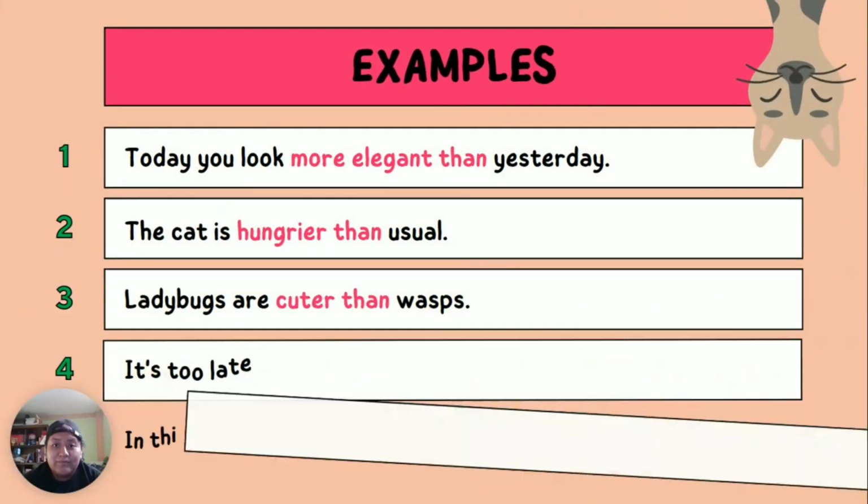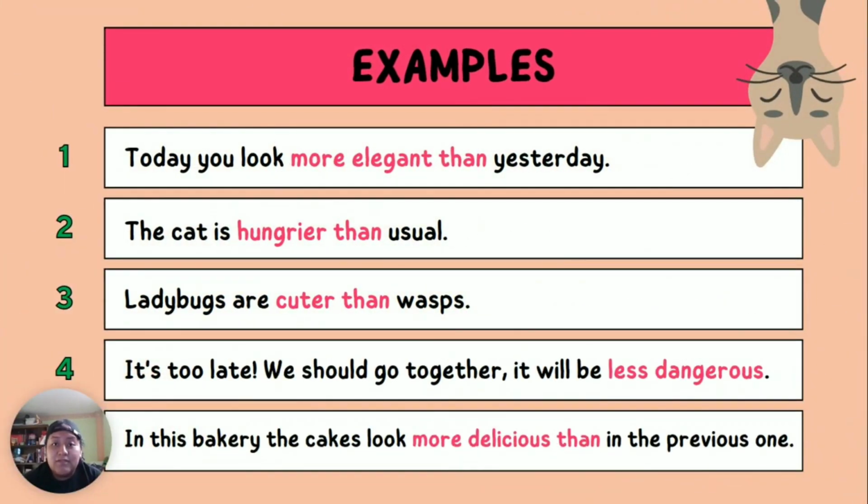For example, today you look more elegant than yesterday. In the sentence, our adjective is more elegant than. Next example. The cat is hungrier than usual. The adjective is hungrier than. Ladybugs are cuter than wasps. The adjective is cuter than.